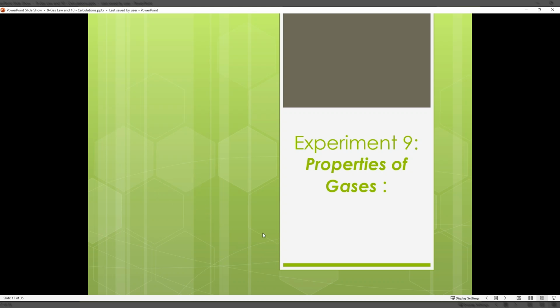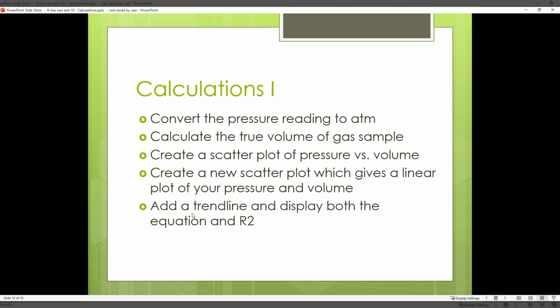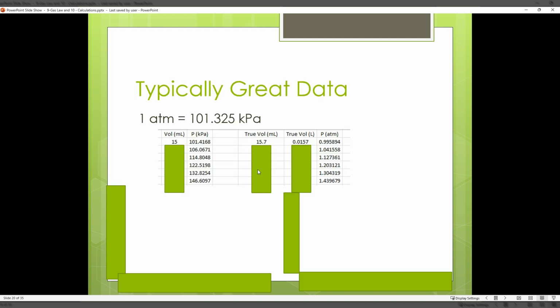In this lab, then, you collected data on the volume and pressure. And so it tells you to convert the pressure to ATM, convert to true volume, and then create a scatter plot. So you take your volume, add 0.7 to get the true volume. You take your pressure, convert to ATM.